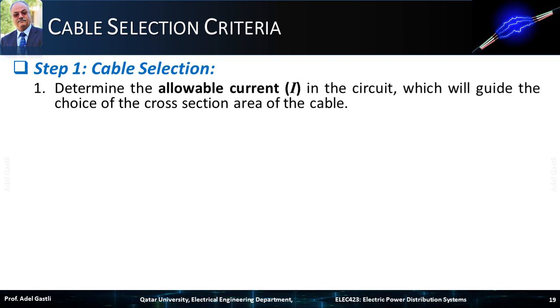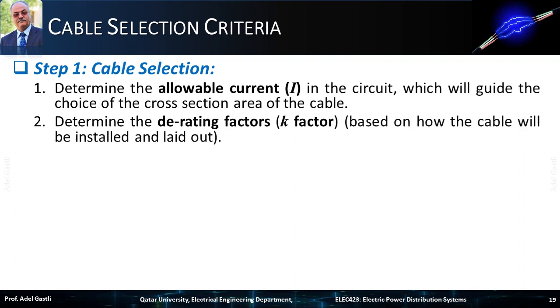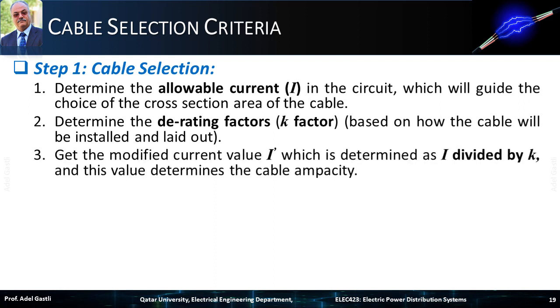Step 1, is the first cable selection. First, we determine the allowable current I, in the circuit, which will guide the choice of the cross-section area of the cable. Second, we determine the derating factors, K factor, based on how the cable will be installed and laid out. Third, we get the modified current value I prime, which is determined as current I divided by derating factor K, and this value determines the cable ampacity. And fourth, we select a cable cross-section area based on the new current value I prime.